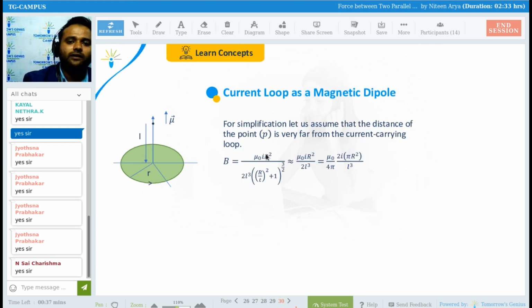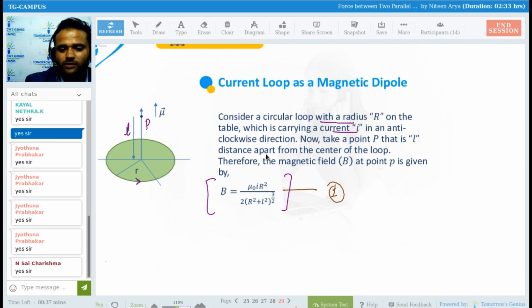Then moving ahead, the current loop as a magnetic dipole. For simplification, let us assume that the distance of point P, this is here again point P, is very far away from the current carrying loop. Means L is very large compared to R. So take L square common, so that is R upon L square. So this formula is going to be converted into this. From which formula did we arrive at this? From this.